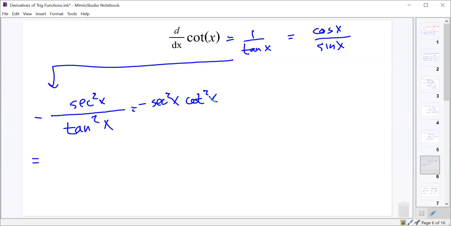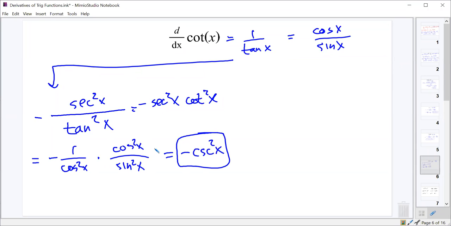And then let's turn that into some sines and cosines here for a second. The secant squared could become negative 1 over cosine squared. And the cotangent squared could become cosine squared over sine squared. And the cosine squareds will cancel. We're left with negative 1 over sine squared, which is negative cosecant squared. That's normally how we'll write the derivative of cotangent.